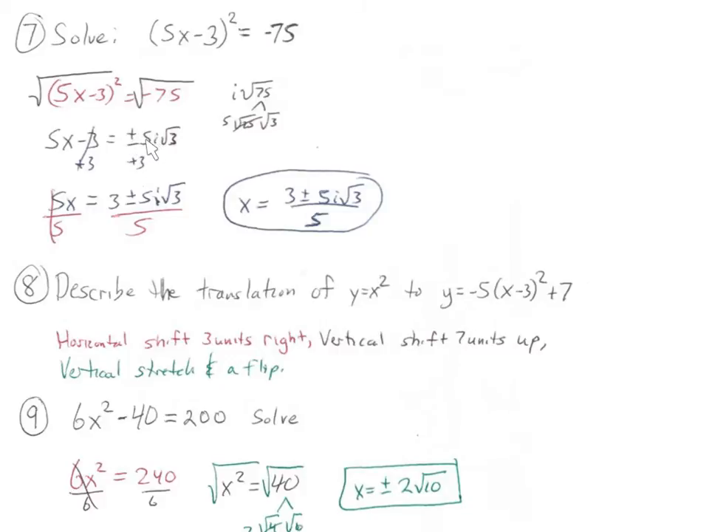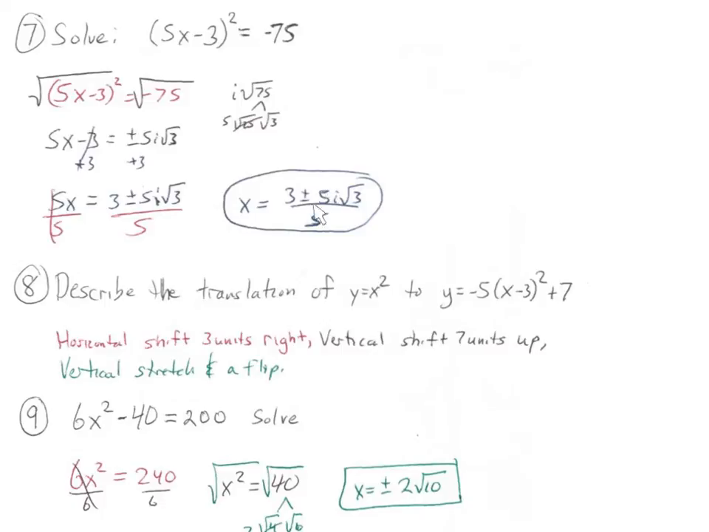And then why do we have a 5i out here? Because if you look over here, first of all, negatives always bring an i out, and 75 is 25 times 3. The square root of 25 is 5. There we go. That's why we have 5i square root of 3. And again, when you square root, you get plus or minus. Over here, when you square a square root, everything is gone except for what's left inside. Now we're just solving. So add the 3 over, divide by 5, and there's your answer.